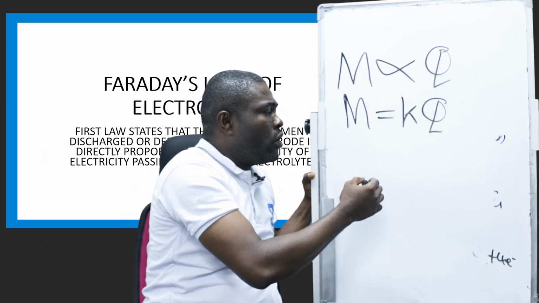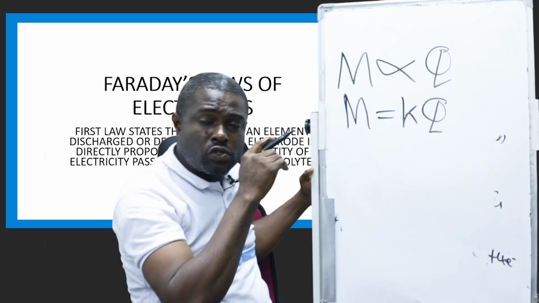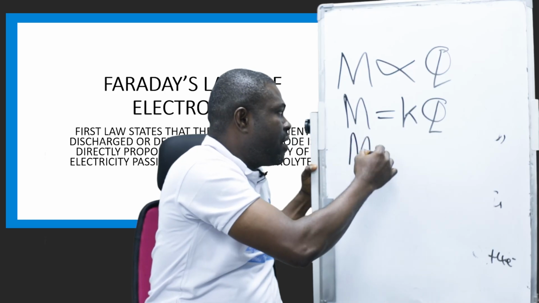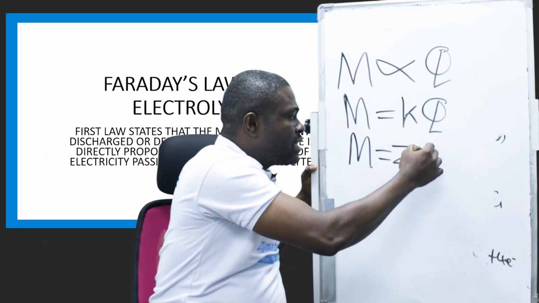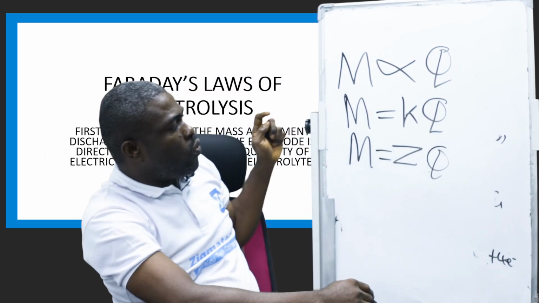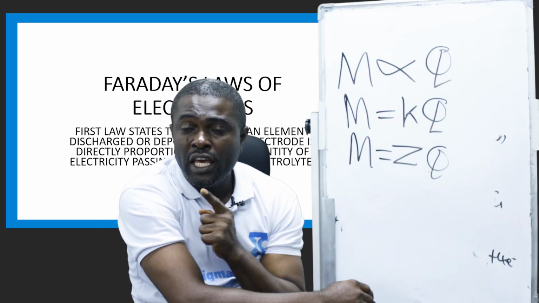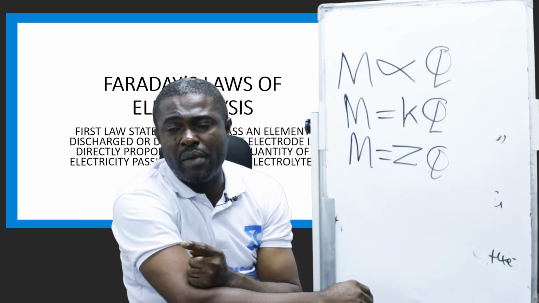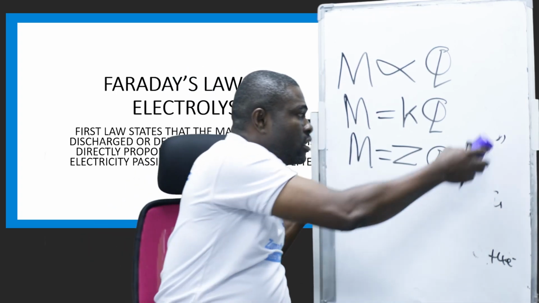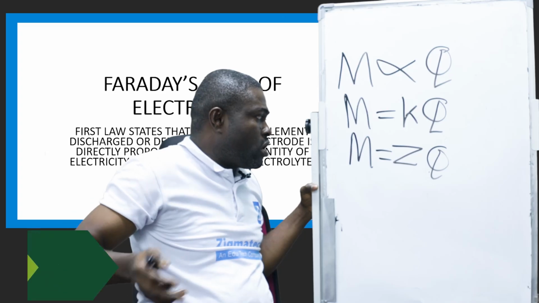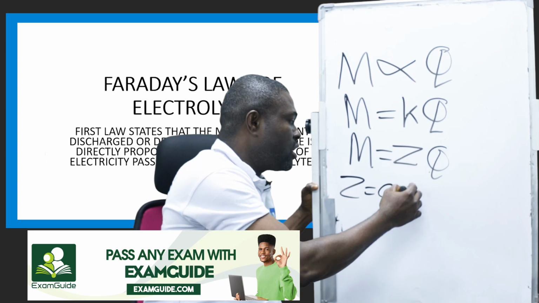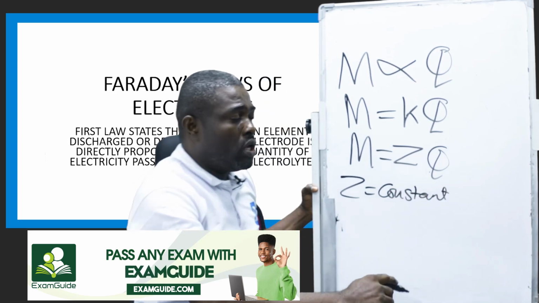Now, instead of using K to represent the constant, we use Z. So we have M is equal to ZQ, where the Z is a constant called the electrochemical equivalent. The Z is called the electrochemical equivalent. It is a constant called the electrochemical equivalent.